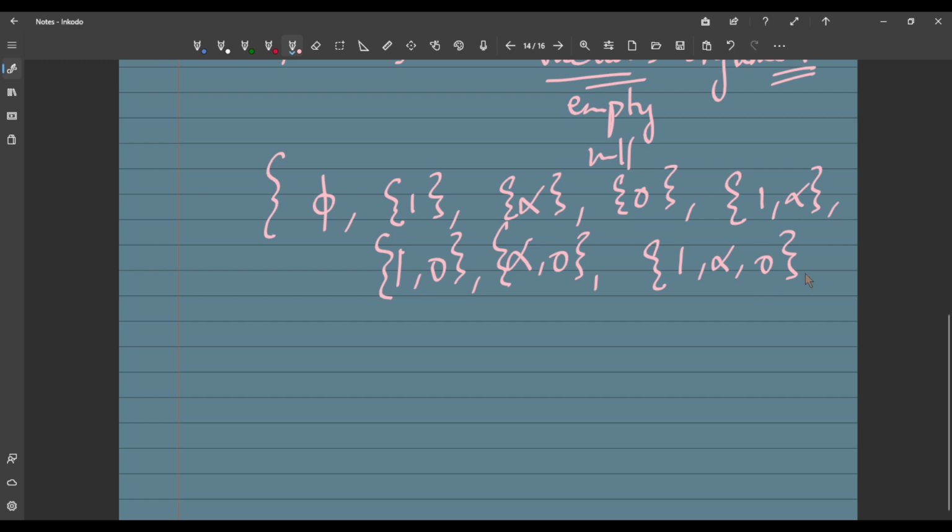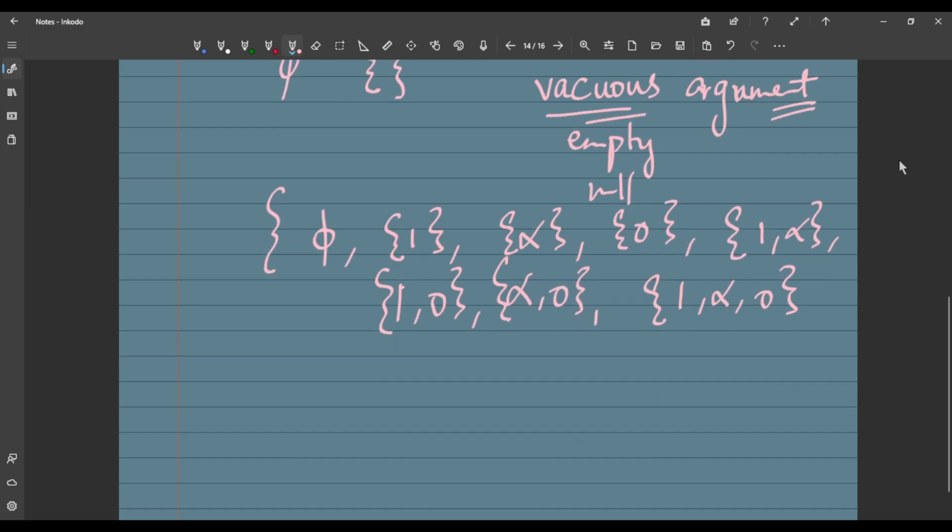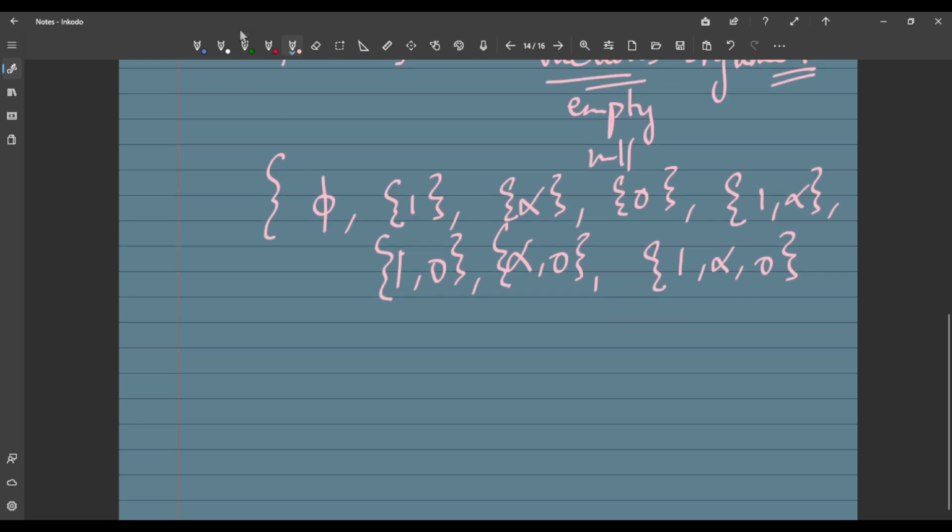This will be a subset of 1 alpha and 0 because of the same definition, because every element in this set is contained in K. So K itself will be a subset of K. And finally I close the curly braces, hoping that I have all the elements written. So this is called the power set of A. I am denoting it by P of K. This is read as P of K.